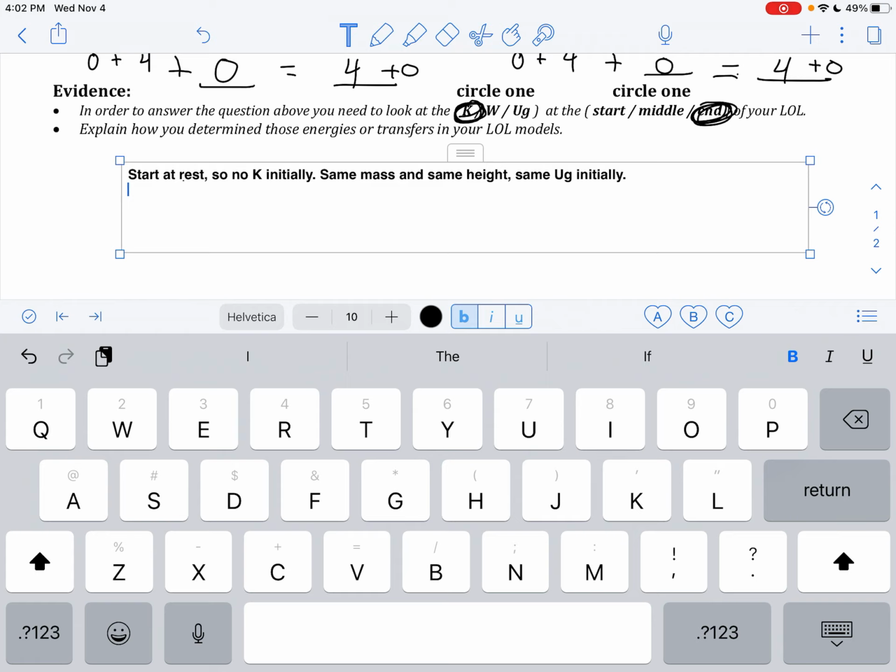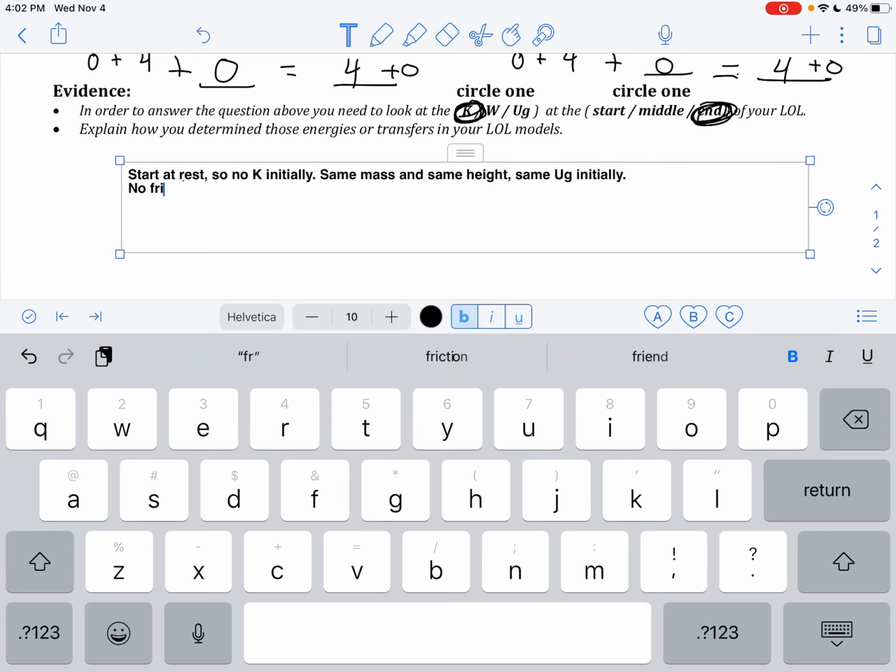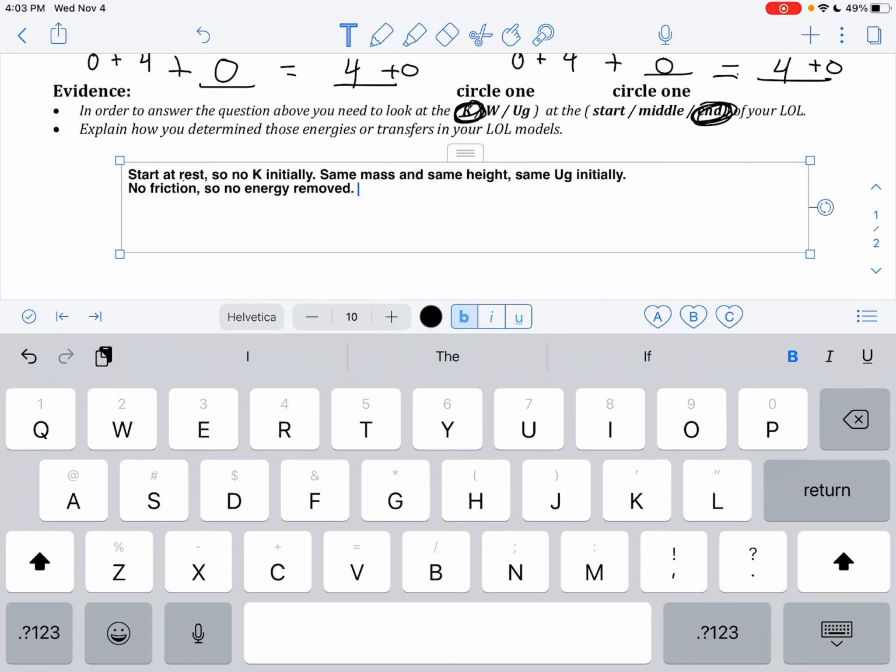Okay, so how did I do the middle? Well, I said that there was no friction, so no energy removed. The distance does not matter in this case because 0 times anything is 0. So one went for a further distance, but we weren't taking energy out. There wasn't a force working against her, so it doesn't matter in terms of amount of energy because no energy came out.